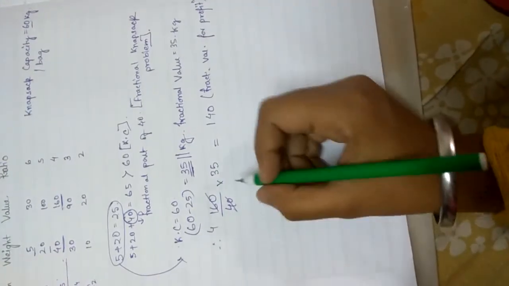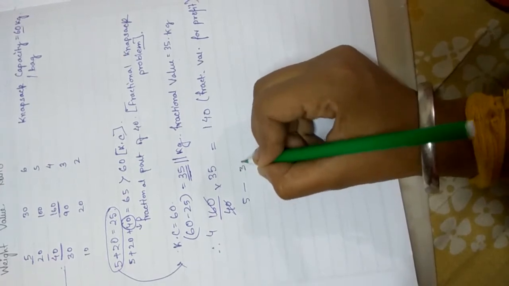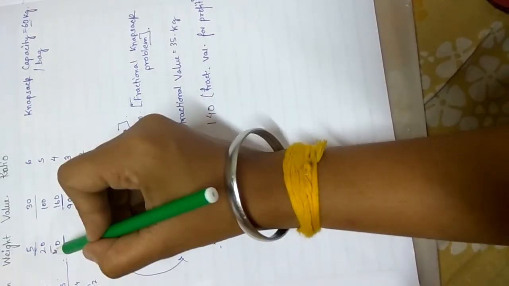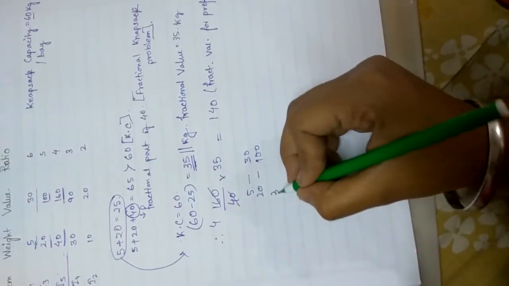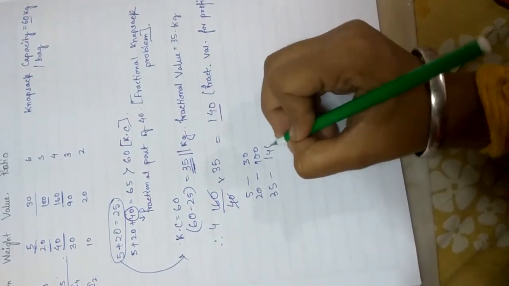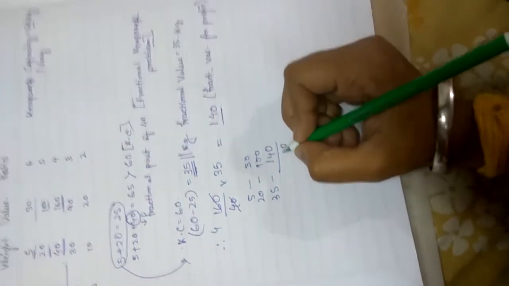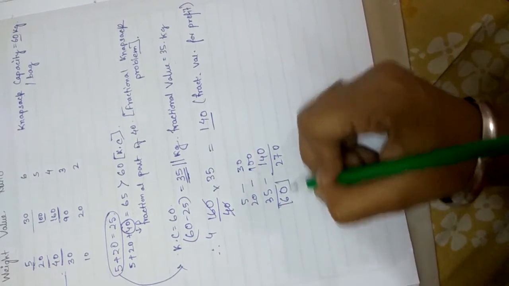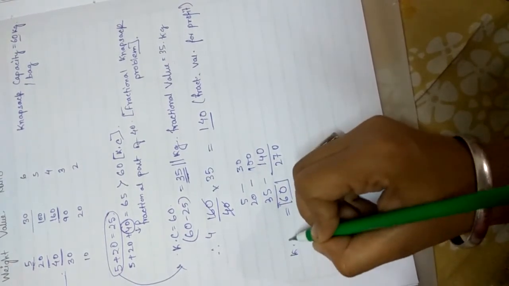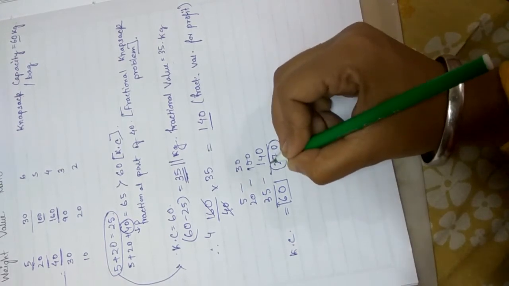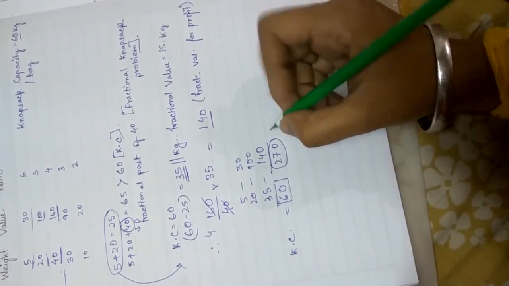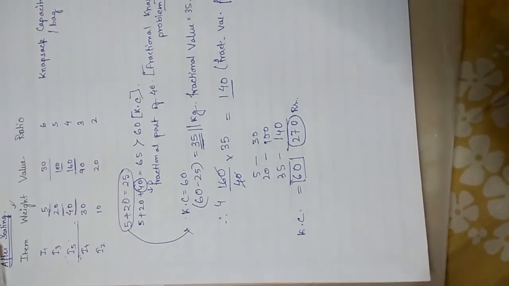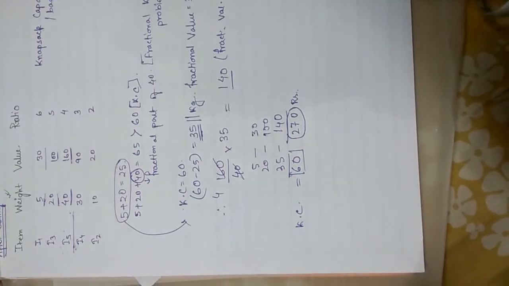So what is our maximum profit? For 5 kg, 30; for 20 kg, 100; and for 35 kg, 140. So the maximum profit will be 270. And see here the knapsack maximum weight is 60 kg, which is our knapsack capacity. So the maximum profit is 270 rupees or anything. Okay, so this is all about our fractional knapsack problem.